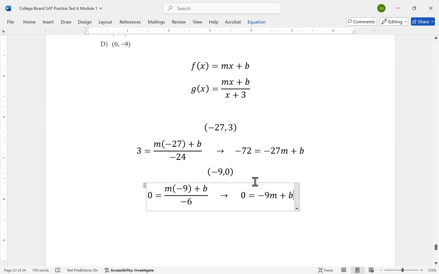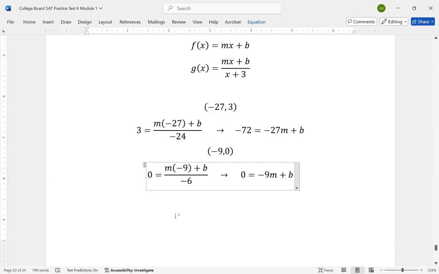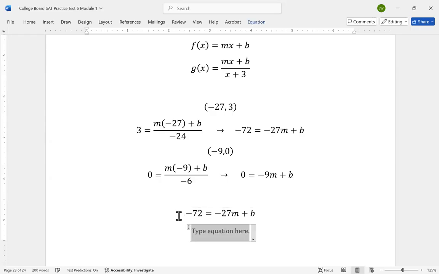Now, there's another point that we can use, but I'm just going to use these two equations to find my m and to find my b. So now I have the following. I have negative 72 is equal to negative 27m plus b, and I have 0 is equal to negative 9m plus b.